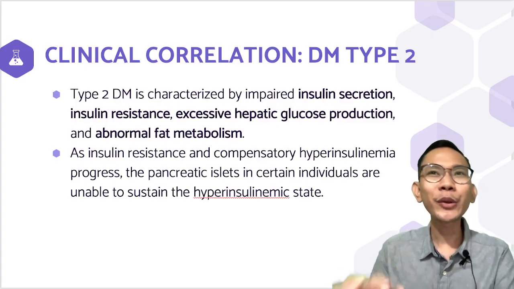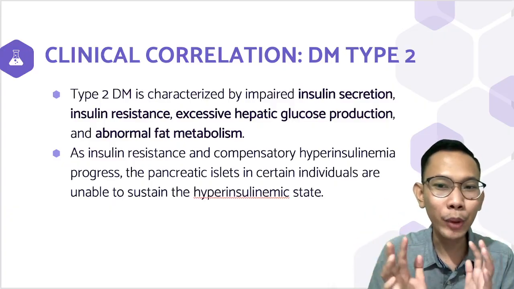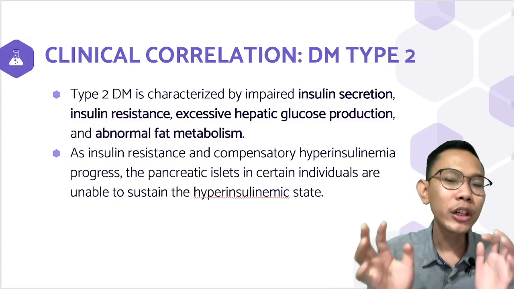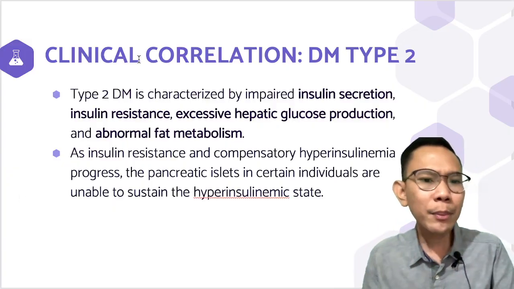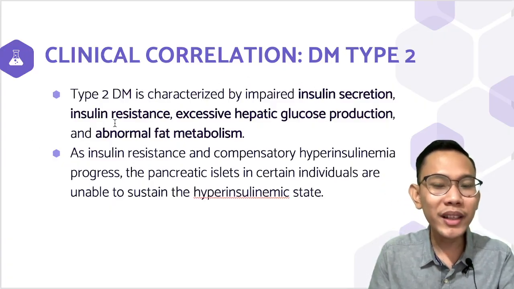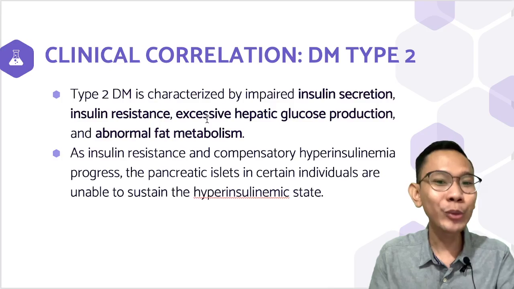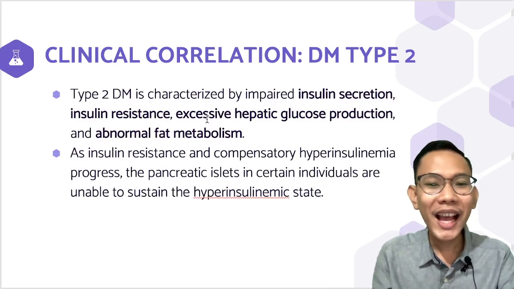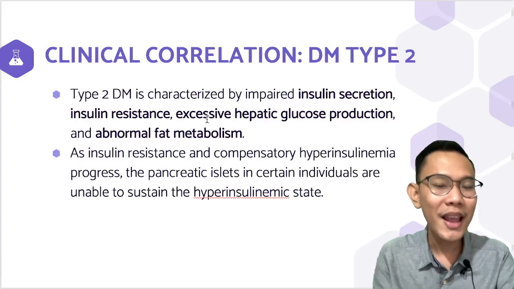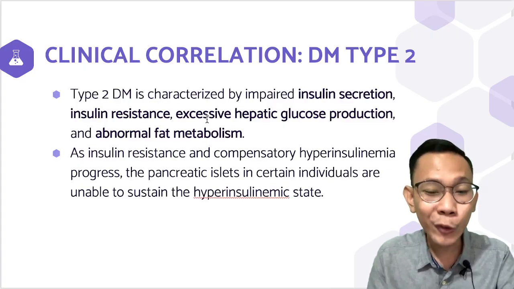Now, let's proceed. You were able to understand how type 1 diabetes, anong nangyayari sa type 1 diabetes. Ngayon, let's proceed with your DM type 2. Your DM type 2 is characterized by impaired insulin secretion, insulin resistance, excessive hepatic glucose production, and abnormal fat metabolism. As insulin resistance and compensatory hyperinsulinemia progress, the pancreatic islets in certain individuals are unable to sustain the hyperinsulinemic state.